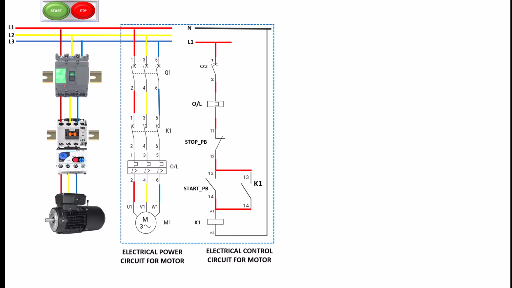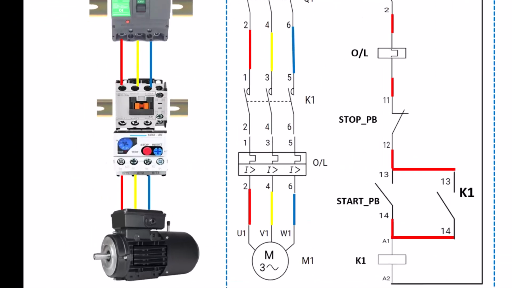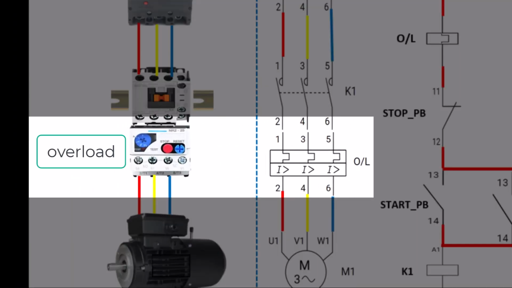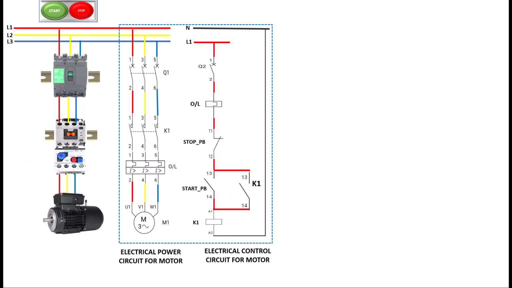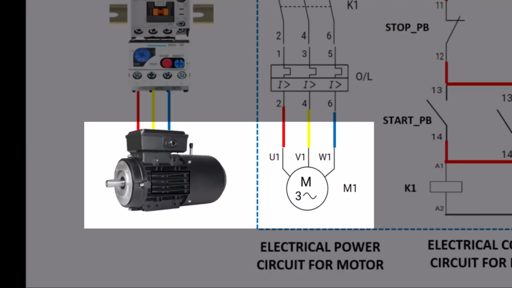Overload relay, OL. The overload relay protects the motor from overheating by monitoring the current flowing through it. If the current exceeds a set limit for too long, the overload relay interrupts the circuit, preventing damage. Finally, we have the motor itself, which serves as the load that the entire circuit is designed to control.